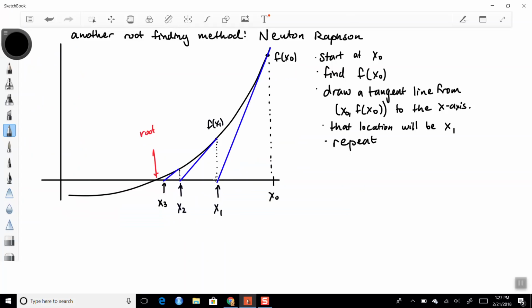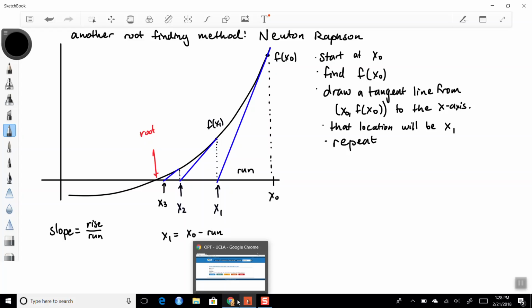Okay, so what is the location at x sub 1? Well, all right, what's the definition of slope? Like when you learned algebra in 8th grade or 6th grade or whatever it was. Slope is rise over run, thank you, okay? And so what is x1? x1 is equal to x0 minus the run, right? So x1 is equal to x sub 0 minus the run.